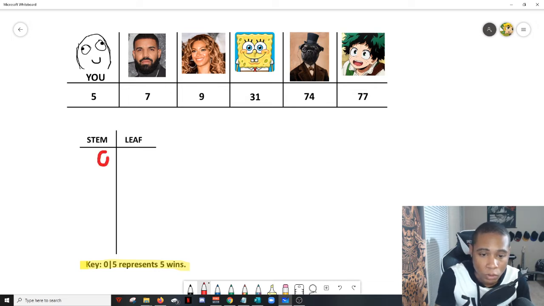So a 0 will go on the stem side, and you only have one digit in the ones place, and that number is 5. For your friend that has 7, it's the same thing. It's a single digit number, so I just put 7.